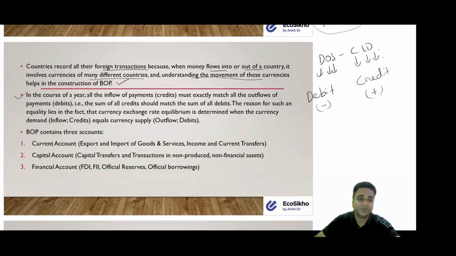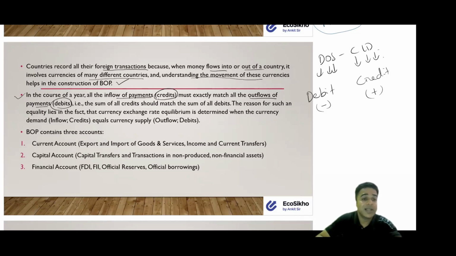So whenever we talk about balance of payment, all the inflows of payment should exactly match all the outflows of payment. That is, all the credit should exactly match all the debit. And you might be wondering, sir, why is this so? Why does all the payments have to match all the inflows? Why do all the debits need to match all the outflows?